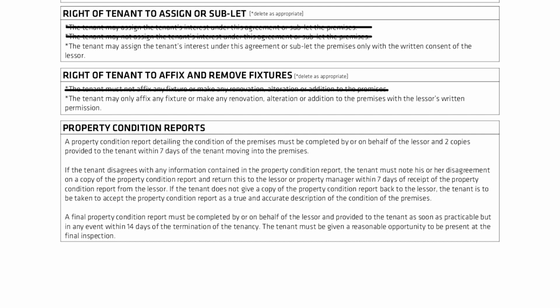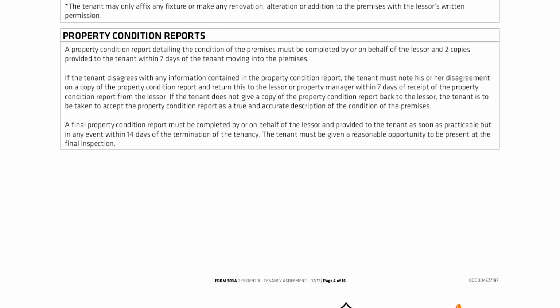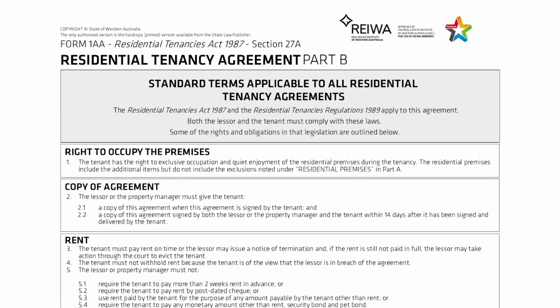Property condition report. You'll be given a property condition report upon receiving your keys. You have 7 days to go through this report and make sure you agree with all things in the report. If not, please make a change, and you then have 7 days to return that to our office. These are the standard terms applicable to all residential tenancy agreements.